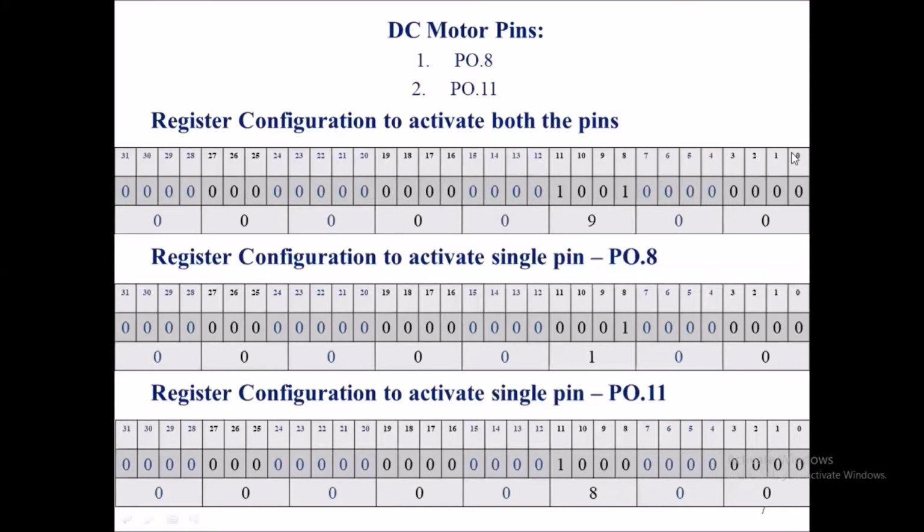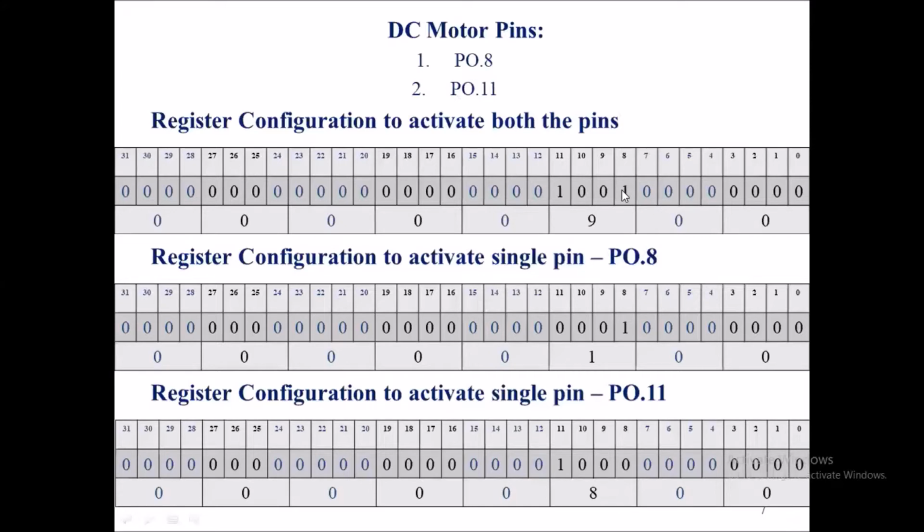As I told, in port 0 there are 32 pins, starting from the 0th pin to the 31st pin. In that, the DC motor pins are the 8th and 11th pins. So you need to write 0 across all the pins, except the 8th pin and the 11th pin.